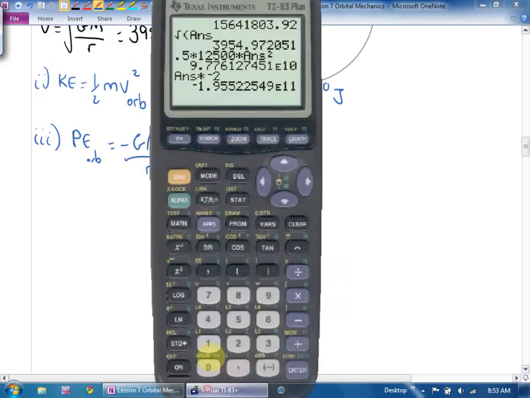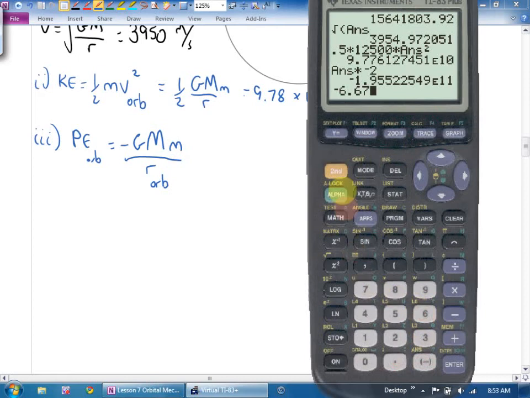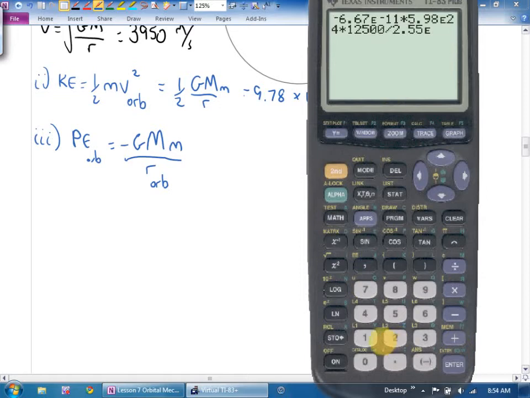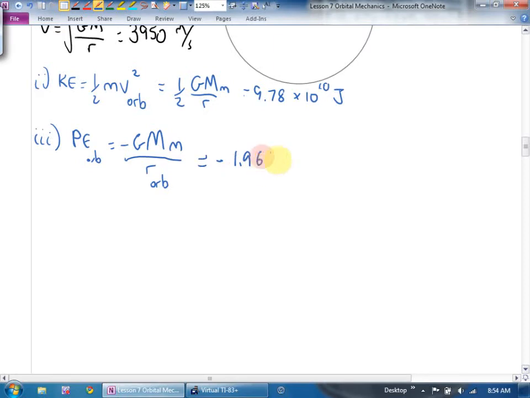I'm going to try going negative 6.67 times 10 to the negative 11 times 5.98 times 10 to the 24th times 12,500 divided by 2.55, come on, times 10 to the 7th. If all goes well, ideally, this should be twice the kinetic, but negative. Oh, what did I forget? Oh, the 7. I hit it. Is it twice the kinetic, but negative? Oh. You know what? All that means is I know I'm right. Which actually, it's kind of nice to know on a test. Negative 1.96 times 10 to the 11th joules.